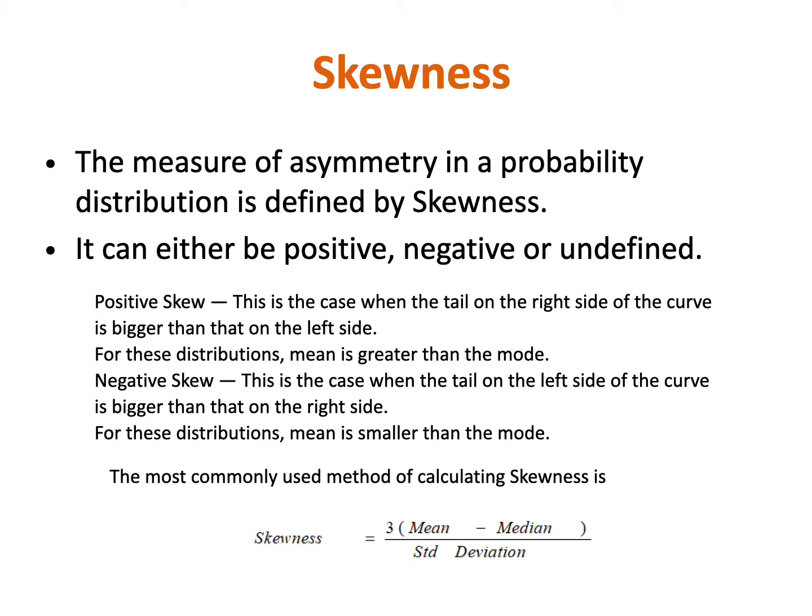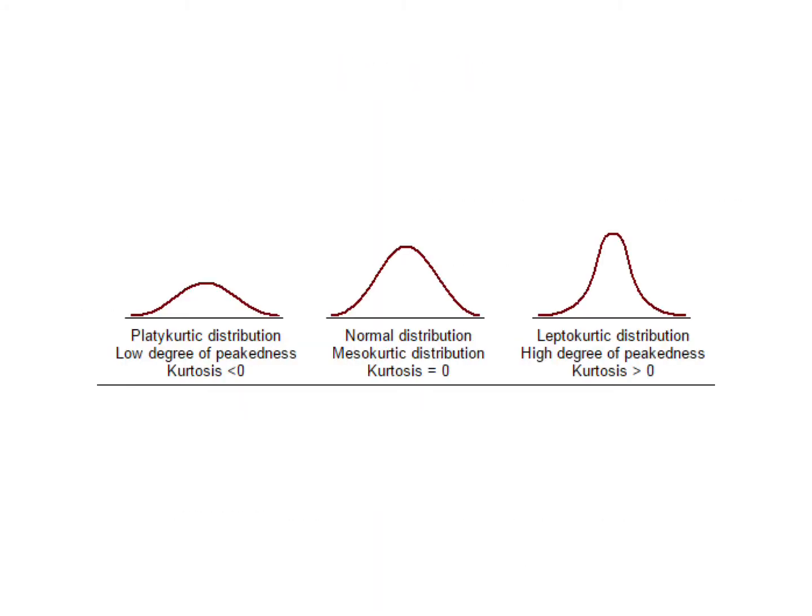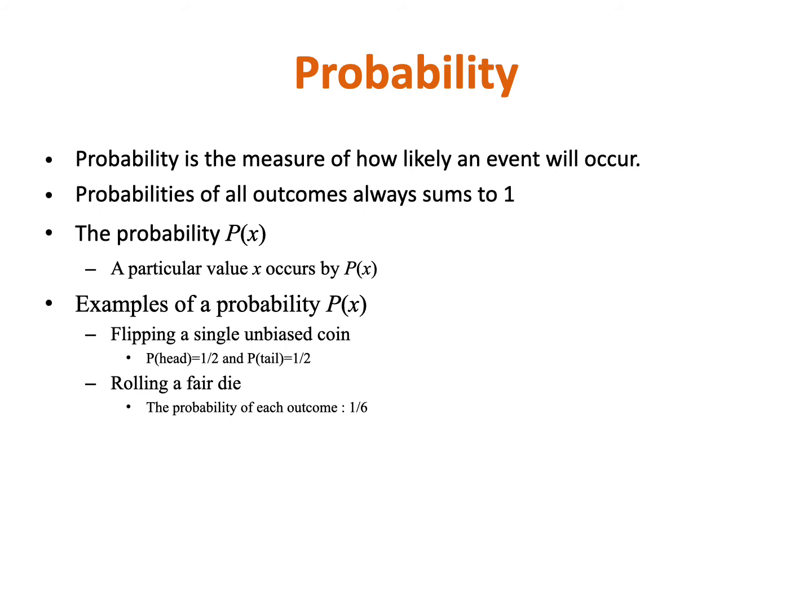Another one is the skewness, which measures the asymmetry of the probability distribution. But we will discuss skewness and kurtosis after we discuss probability, probability distribution, the probability mass function and the probability density function.